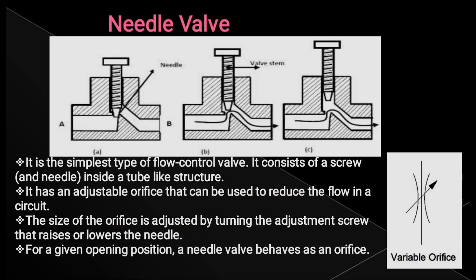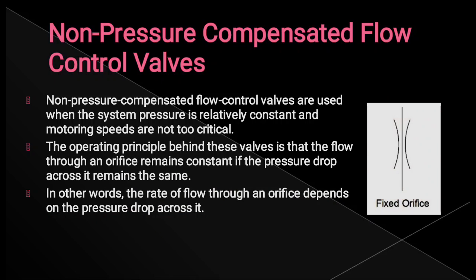So we will now see this valve. The first one is the orifice. You can see this diagram. This is a fixed orifice. It is a simple type of non-pressure compensated flow control valve. This is the graphical symbol which is used in a circuit.